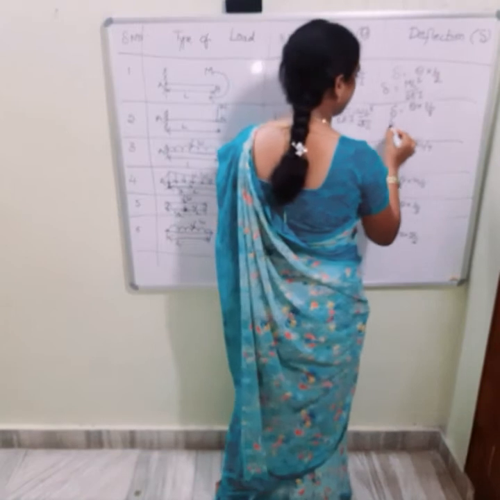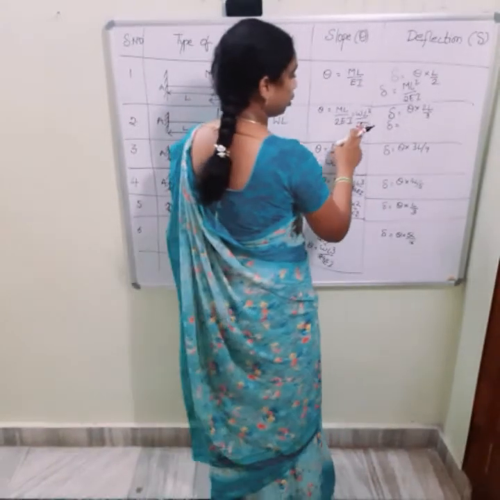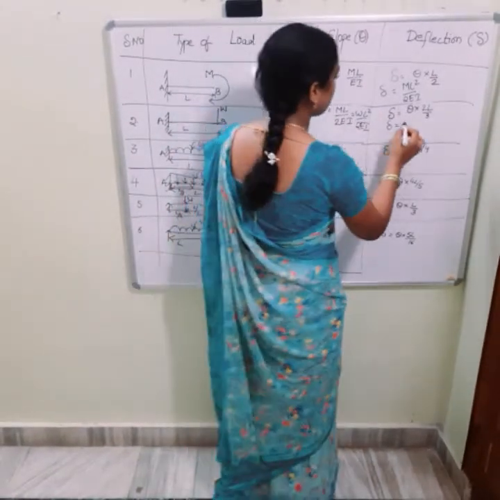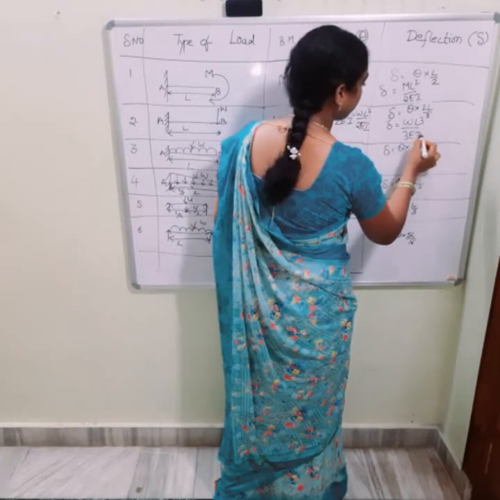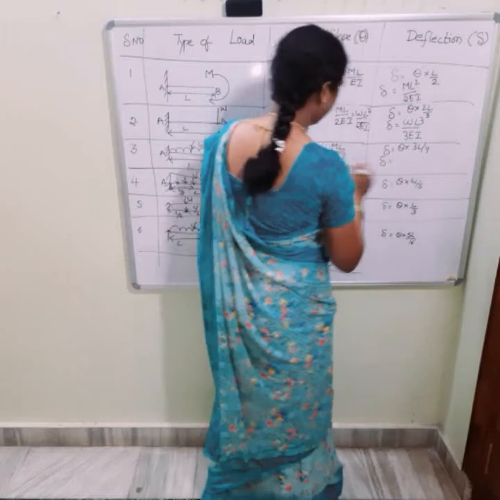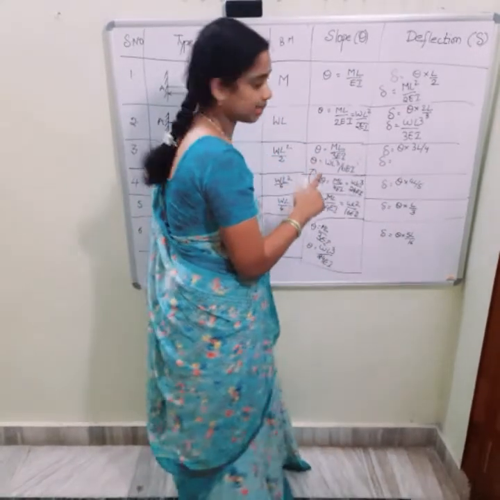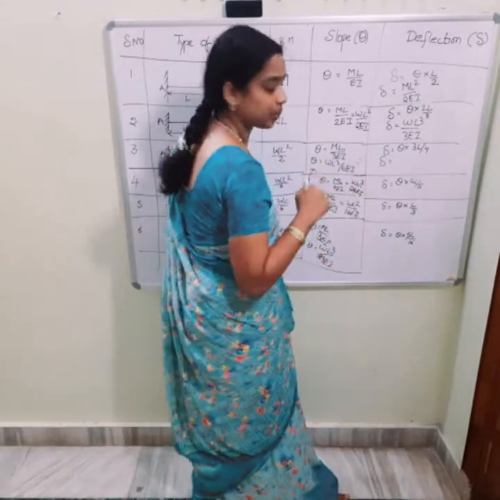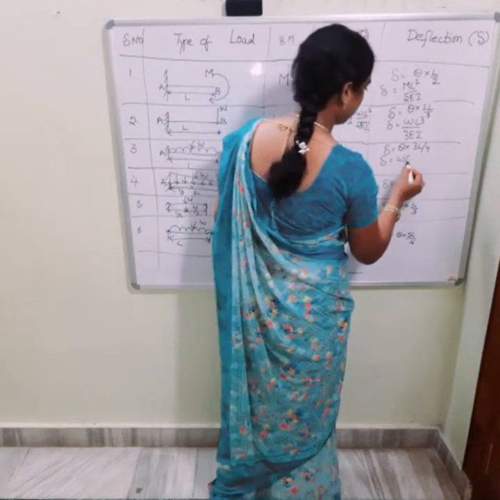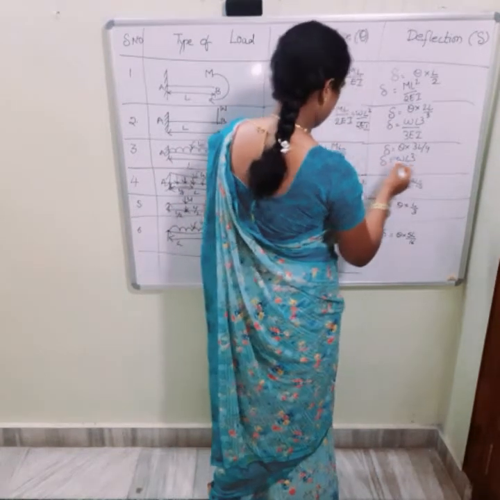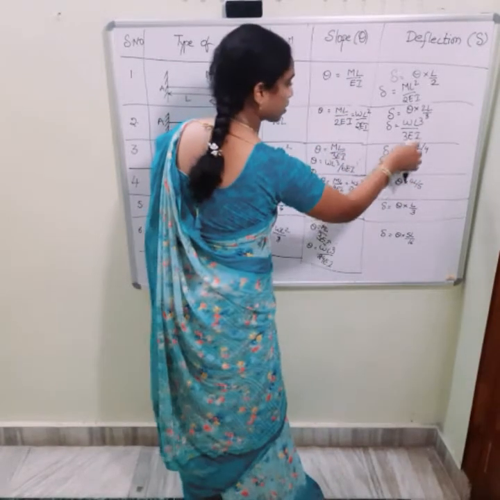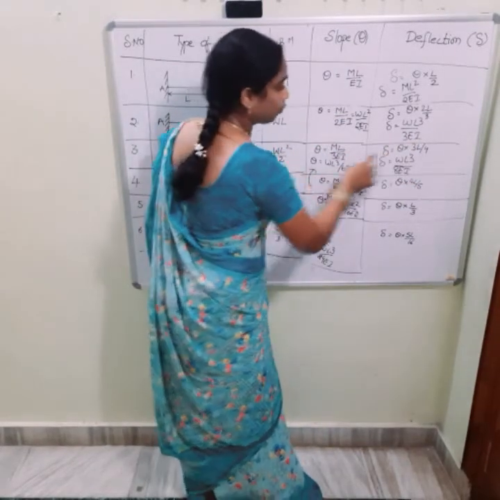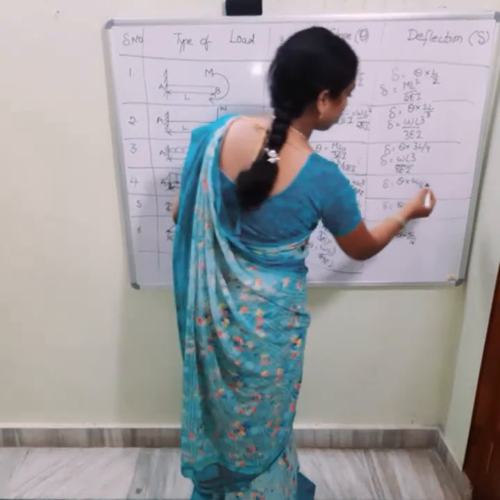Next one, delta is equal to theta, how much? The 2 I am cancelling here, that means WL cube by 3EI. Next one, delta is equal to theta, how much? WL cube by 6EI. Cancelling 3 2s, 6, so that WL cube by 8EI. How I got this? Here 6 is there, I am cancelling 3 2s 6, and 4 into 2 is 8.